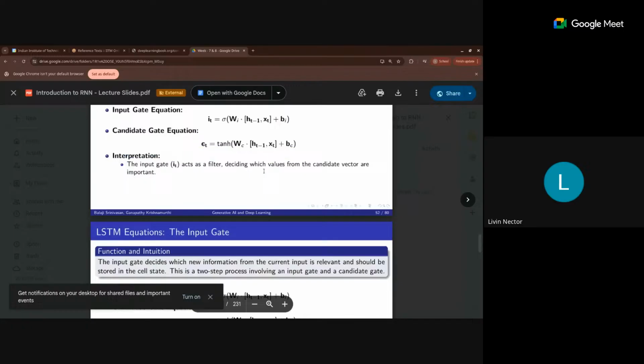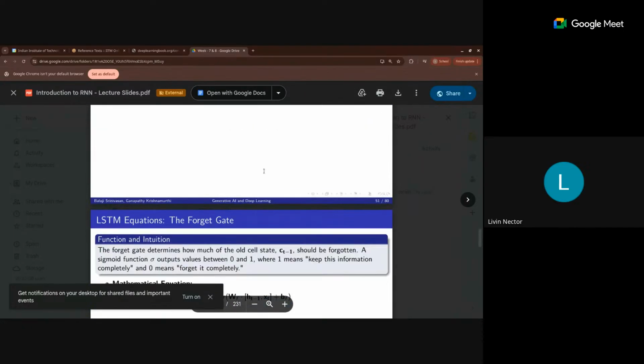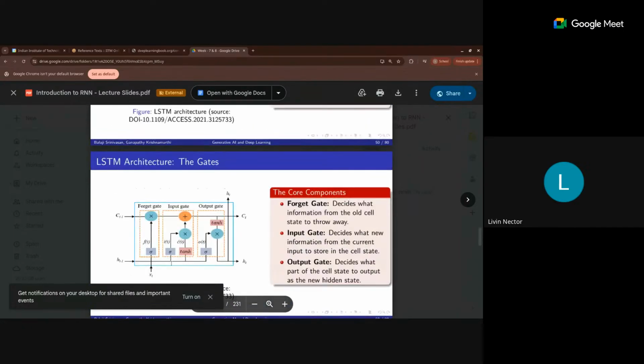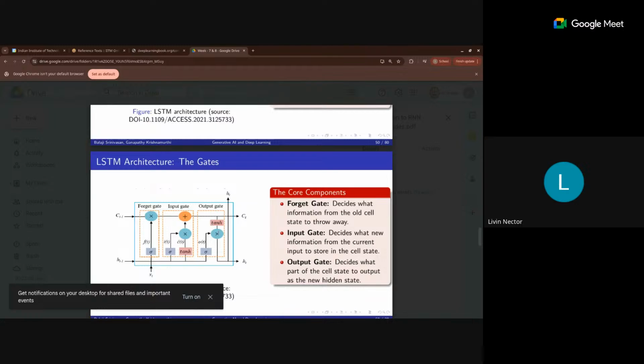So let's see how the h_t is propagating backward. The h_t is combined from the output gate and the candidate that is coming after the input gate. These two are added.